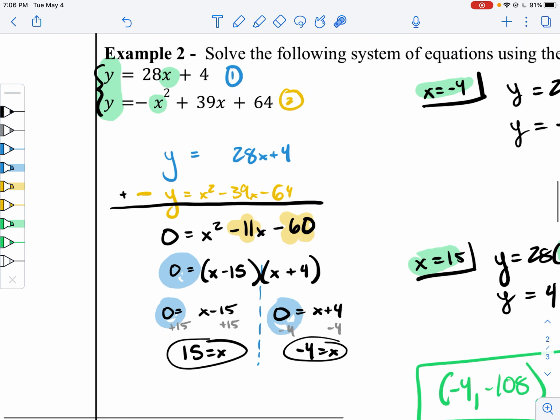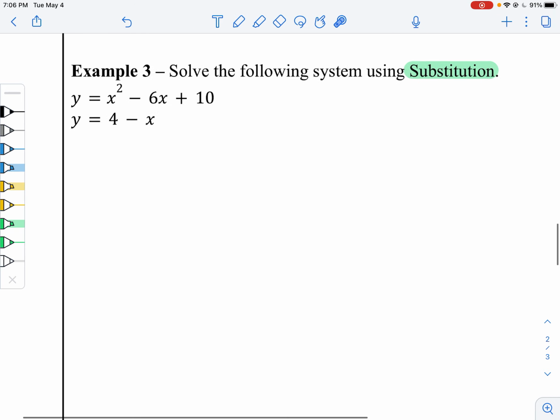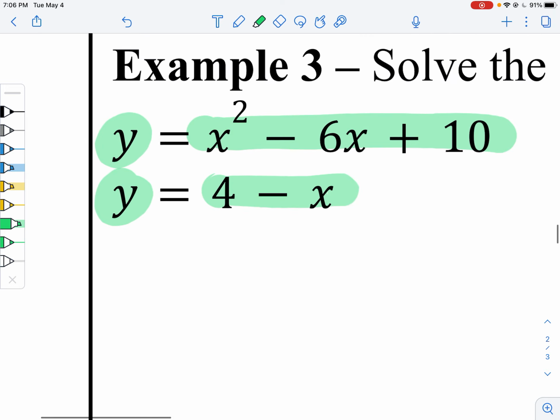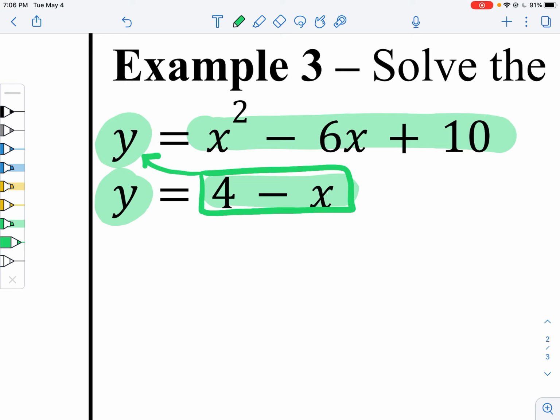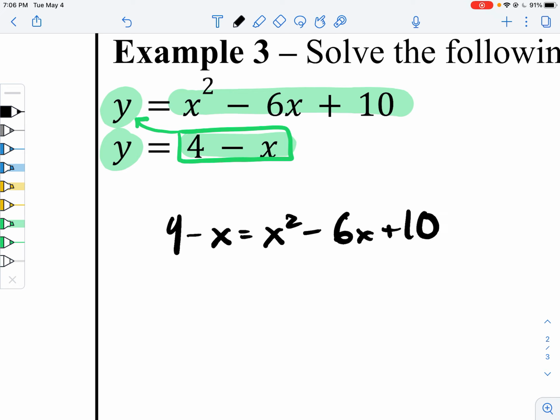So elimination method is when you multiply equations and then you add or subtract to knock out a variable. That's one way to get rid of your variable. Another way to get rid of your variable is with substitution. If you notice that y equals this expression and y also equals this expression, I'm going to take the 4 minus x and substitute it in for this y right here. That gives me 4 minus x equals x squared minus 6x plus 10.